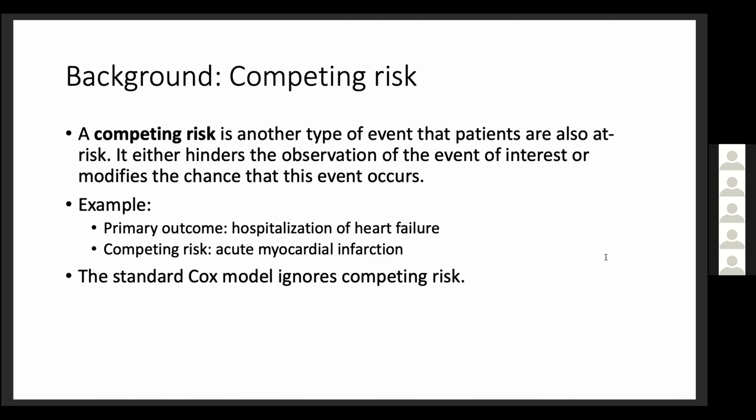And the competing risk is another type of event that patients are also at risk of. It either hinders the observation of the event of interest or modifies the chance that this event occurs. For example, when we're interested in hospitalization of heart failure, myocardial infarction might be a competing risk of this primary event because it may change the future risk of heart failure. And the standard Cox model, which is used a lot in survival analysis, just ignores the competing risk, while another type of model called the Fine-Gray model takes competing risk into consideration.